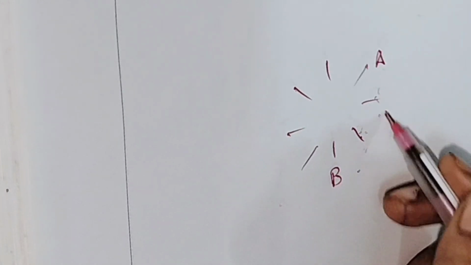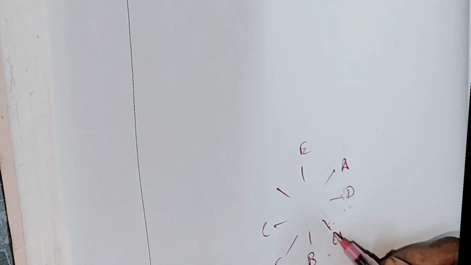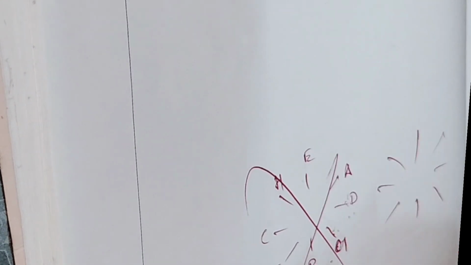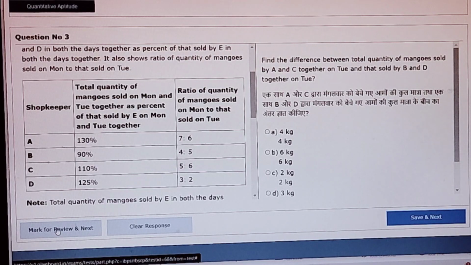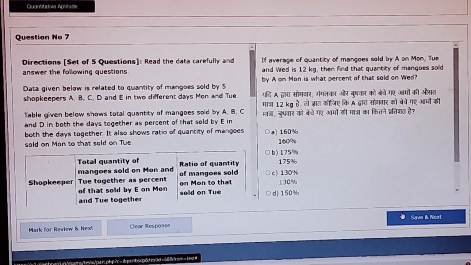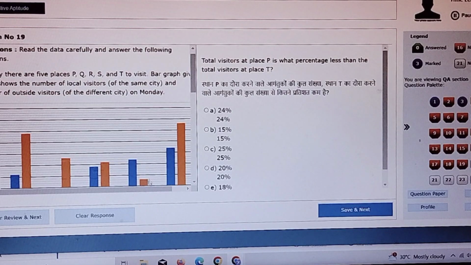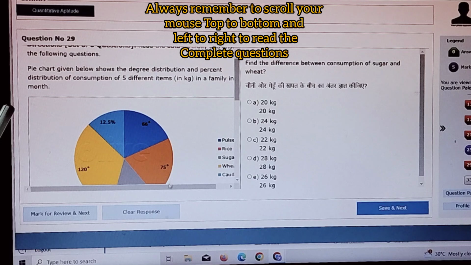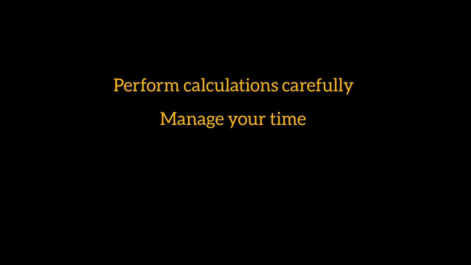If you carefully approach questions like this, you can complete the puzzle in the first try. You don't go for a second try and waste your time. Similarly, when you solve DI, first read the instructions carefully and understand what type of DI it is, like tables, charts or graphs, and identify the key information such as totals and percentages, perform calculations carefully and manage your time. That's all.